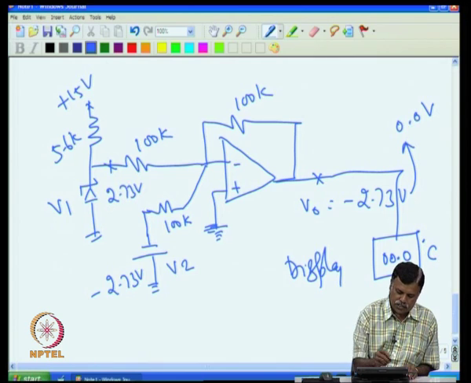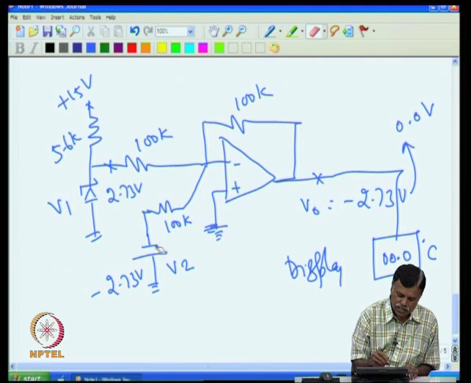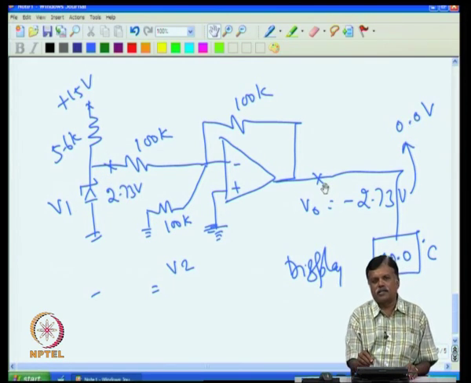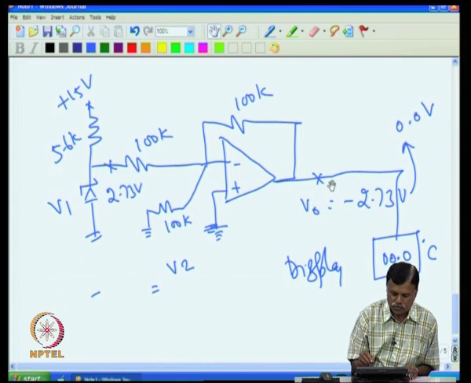So, we have to take one at a time. First we take V1, then the effect of V1 with V2 grounded. I assume that this is grounded, so I remove this and put this to ground. Now, what is the output voltage that I will get here? I find out the voltage due to V1, what is the effect at V0. Then I ground V1 and give V2, find out what is the effect. I add both, that will give me the net voltage at the output.